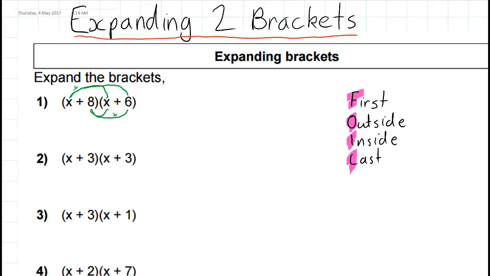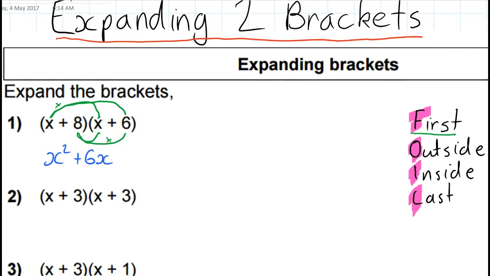So my first line was from x to x. Underneath, I go x times x, which gives me x squared. That's the first thing. My second line is x to 6, which gives me 6x. So I've got x squared plus 6x. Okay, I'm going to zoom in on that a little bit more, give myself some more space.